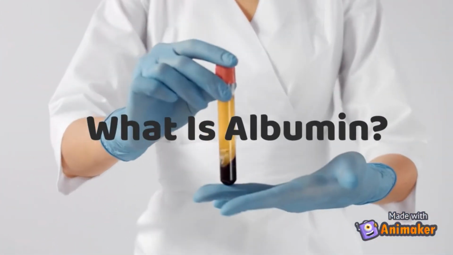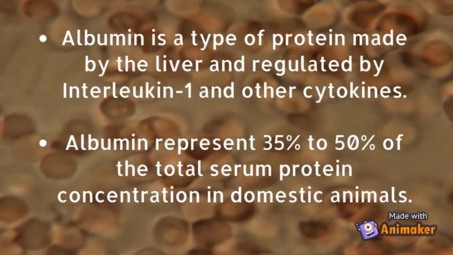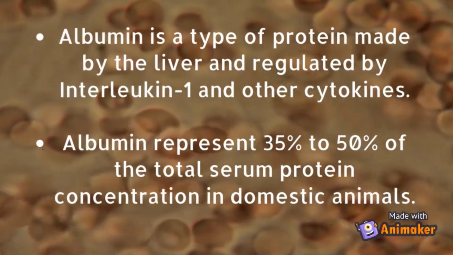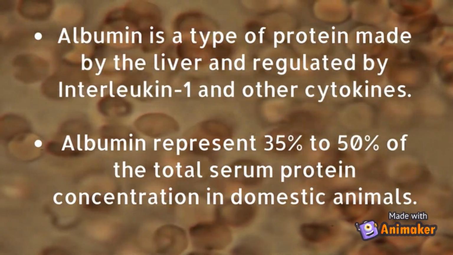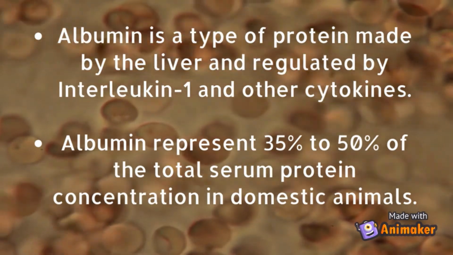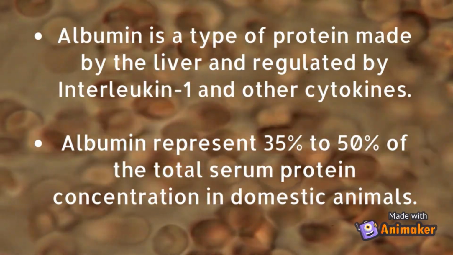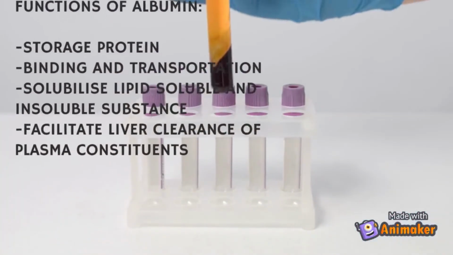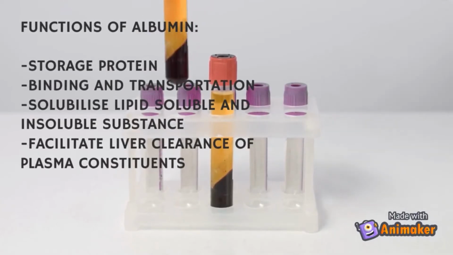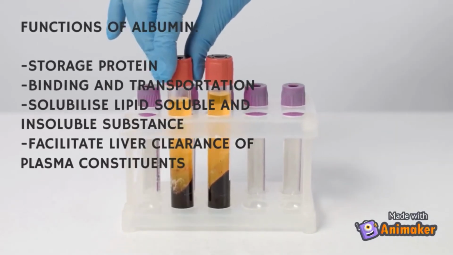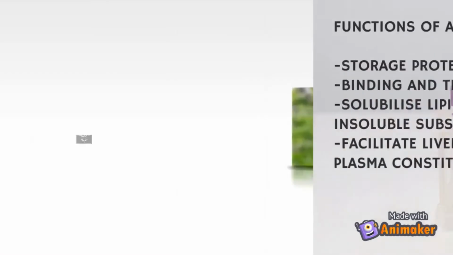What is albumin? Let's find out more. Albumin is a type of protein made by the liver and regulated by interleukin-1 and other cytokines. Albumin represents 35% to 50% of the total serum protein concentration in domestic animals. Functions of albumin include storage protein, binding and transportation, solubilizing lipid-soluble and insoluble substances, and also facilitating liver clearance of plasma constituents.